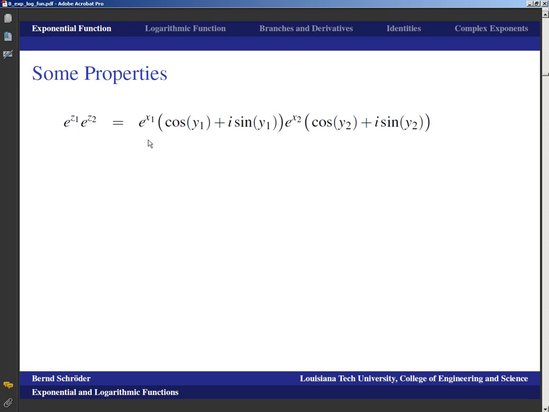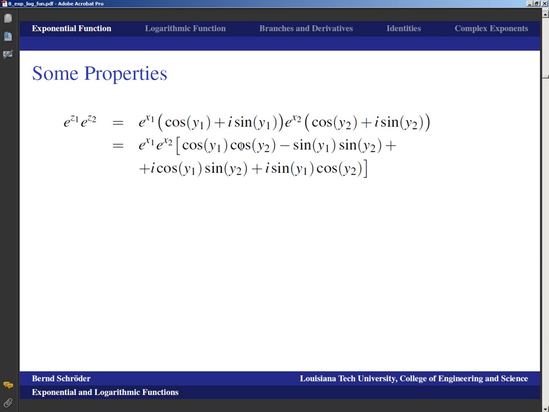Well, e to the z1, if z1 is x1 plus iy1, and z2 is x2 plus iy2, just trying to stay with standard notation. x and y are the real and imaginary parts of z, and corresponding subscripts are assigned. Then the product of e to the z1 and e to the z2 is e to the x1 (cosine y1 plus i sine y1) times e to the x2 (cosine y2 plus i sine y2). If we multiply that out, we get e to the x1 times e to the x2 out front. And then we multiply out the parentheses.